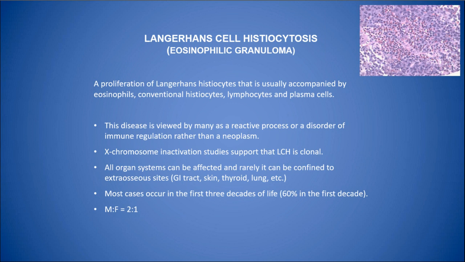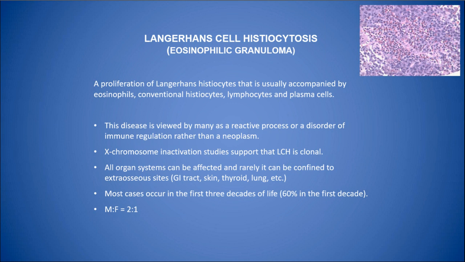Moving on to another entity, we're going to talk about eosinophilic granuloma, which is what most bone pathologists refer to this lesion as, but the adequate term should be Langerhans cell histiocytosis. This is a proliferation of Langerhans histiocytes, and they're usually accompanied by tons of eosinophils, as well as lymphocytes and plasma cells, and many times neutrophils as well. This disease has been viewed as a reactive process, but lately X chromosome inactivation studies have supported that this is a clonal proliferation.